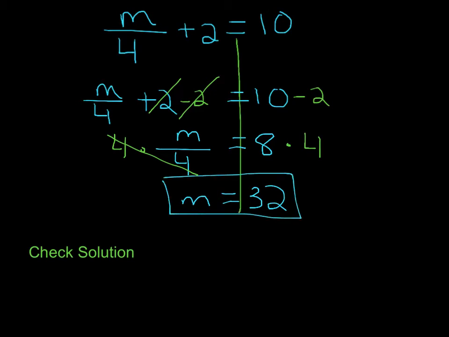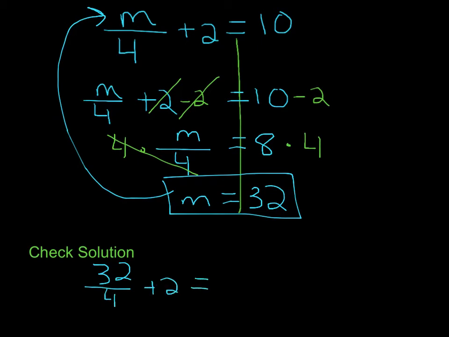Don't forget to check your solution. Plug your answer back in to the original. 32 divided by 4 is 8, and 8 plus 2 equals 10, so it checked.